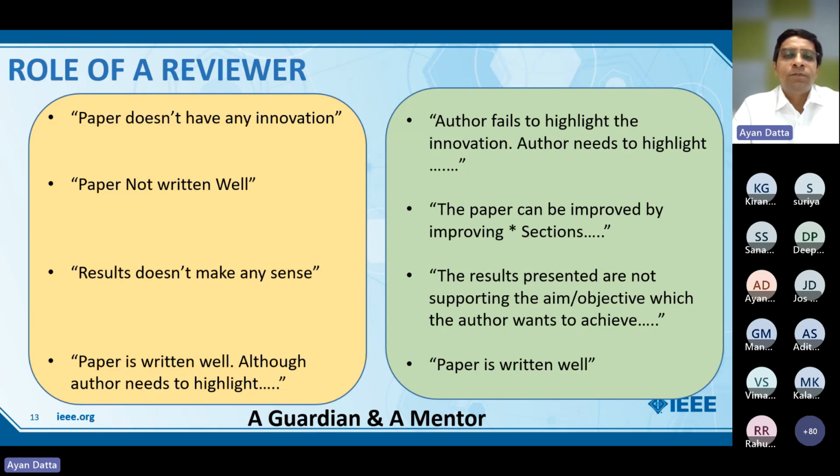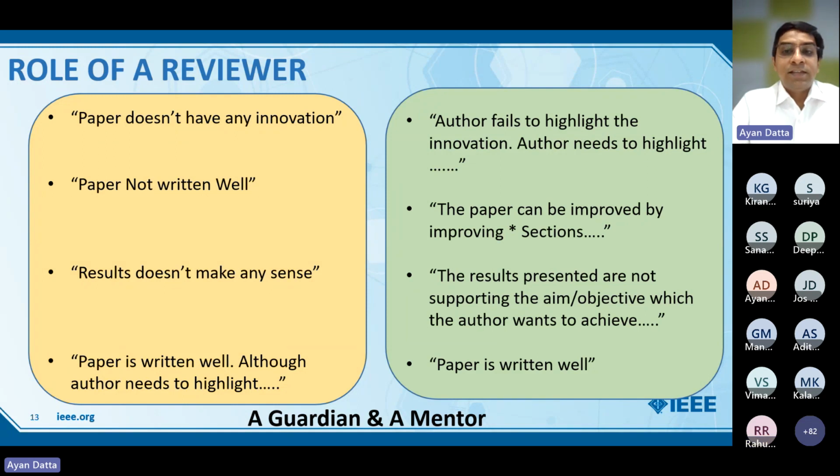Why? Because if we just write this, it doesn't really tell the organizing committee or the TPC what really went wrong, right? And what could have been improved, right? So these are important points to keep in mind, that yes, you might have felt that it's not written well, it's not worthy of publication, but at the same time you need to provide constructive feedback. The alternative way would be that the paper can be improved by improving specific sections and highlighting the areas where the paper is not written well.